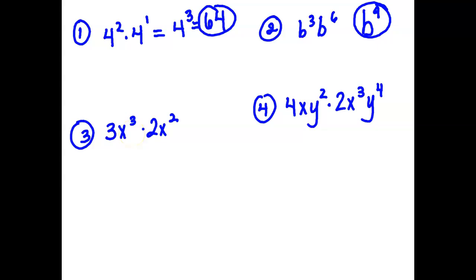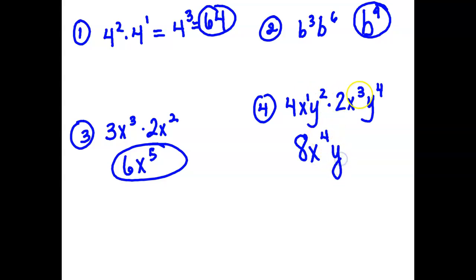For number 3, you're going to multiply the two coefficients and get 6, and your x is going to be to the 3 plus 2, which is 5. And then your 4th example, you should have 8. X times x to the 3rd would be, remember there's a 1 here, x to the 4th, and then your y would be to the 2 plus 4, which would be 6.